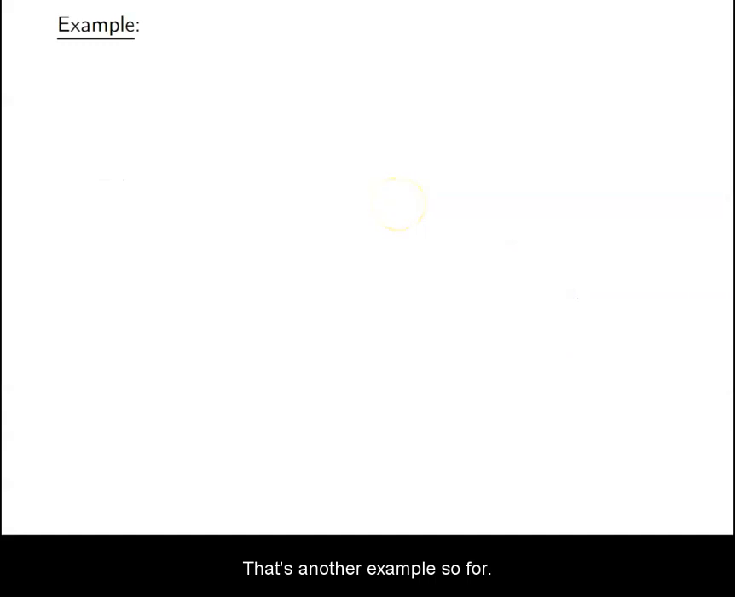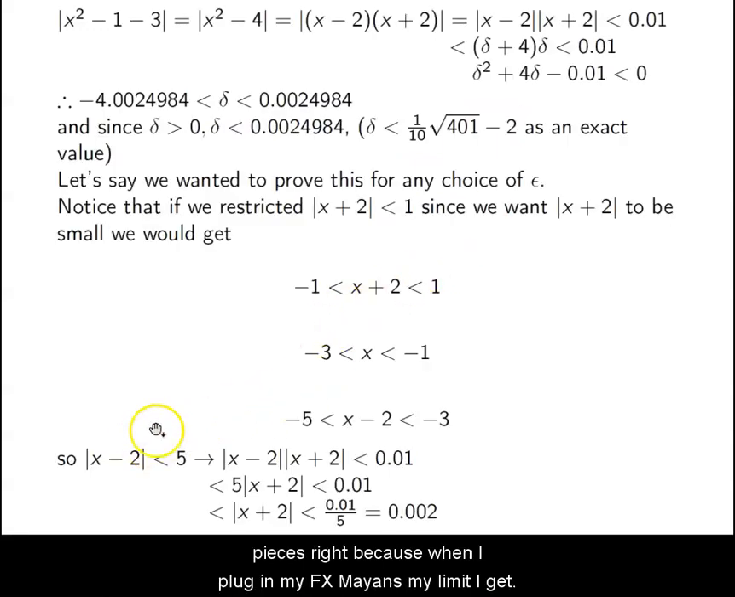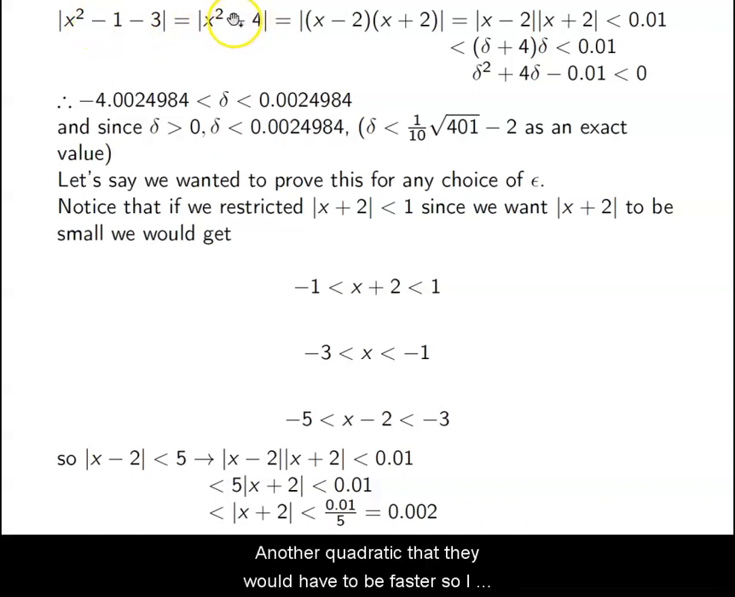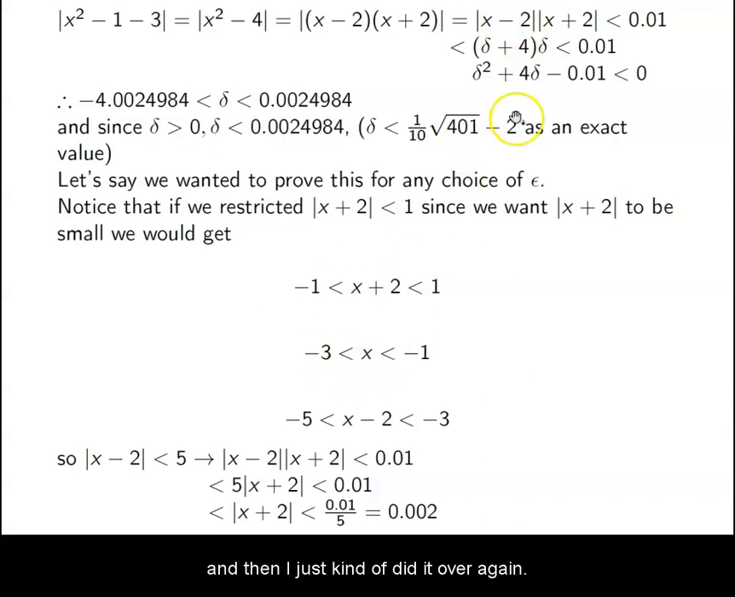Let's do another example. So for square functions, we needed to have those two pieces, right? Because when I plug in my f of x minus my limit, I get another quadratic that then would have to be factored. So I needed those two different pieces. That's why I needed to do all that work for this x minus 2 part. Because I knew already x plus 2 was less than delta, but I didn't have any relationship for x minus 2. And then I just kind of did it over again, but with the generic value of epsilon here, right?